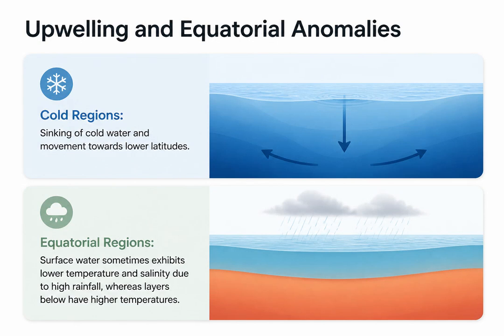Water is constantly moving vertically as well. In the cold polar regions, dense, freezing water sinks to the bottom and slowly creeps along the ocean floor towards the equator. Meanwhile, right at the equator, we sometimes see a strange anomaly. Due to massive amounts of heavy rainfall, the very top surface water can actually exhibit lower temperatures and lower salinity than the water just beneath it, temporarily reversing the normal temperature profile.